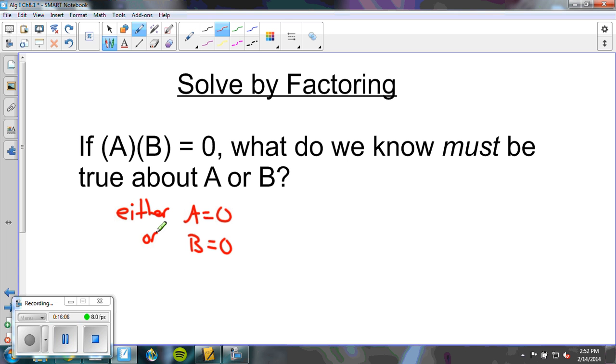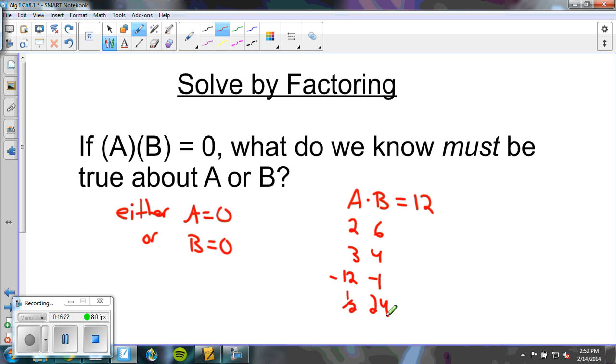It's just possible. But this isn't true if, like, a times b equals 12. If a times b equals 12, I don't know anything about a and b, because a could be 2 and 6, or it could be 3 and 4, or it could be -12 and -1, or it could be 1/2 and 24.